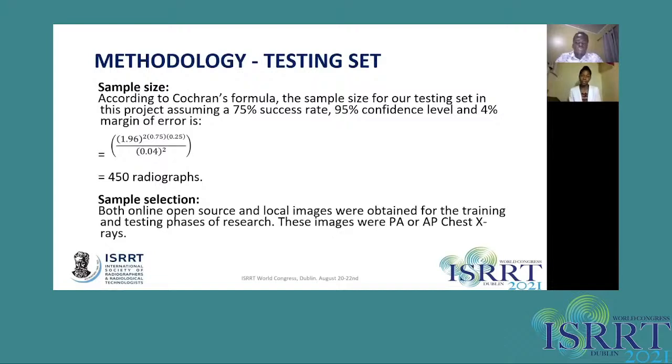The sample size was calculated using Cochran's formula, and it was found to be 450 radiographs. Our sample selection was obtained from both online open sources as well as local institutions. Further, the images we obtained were of both posterior anterior and anterior posterior projections of chest X-rays.